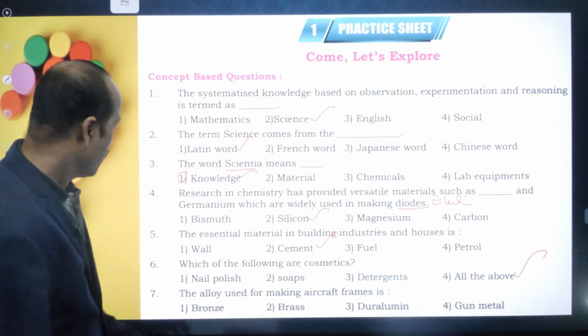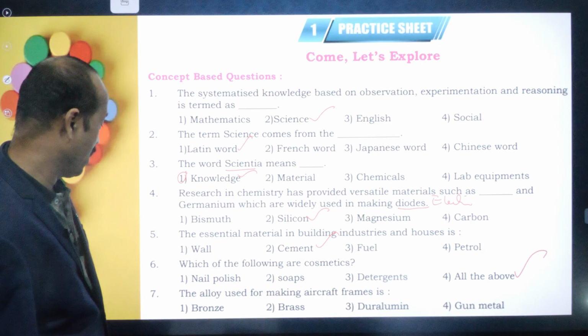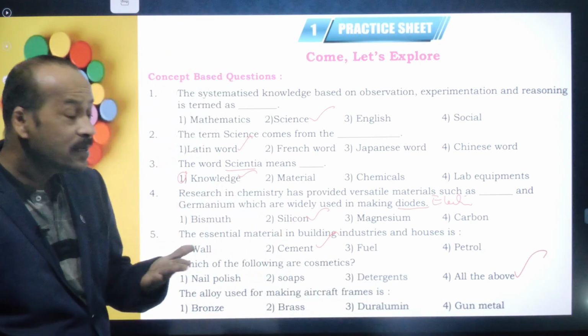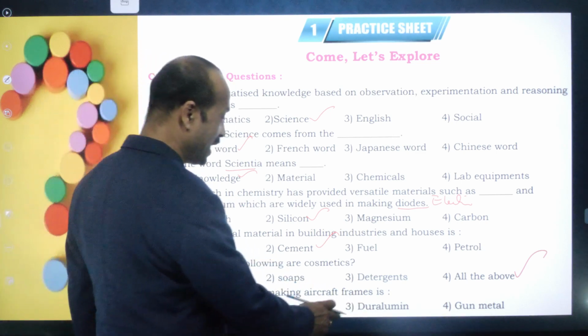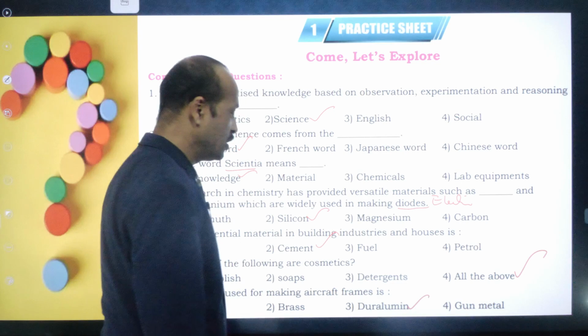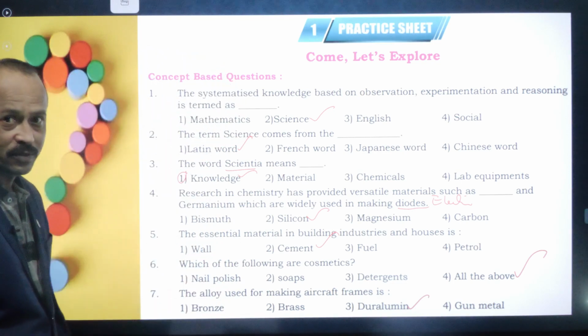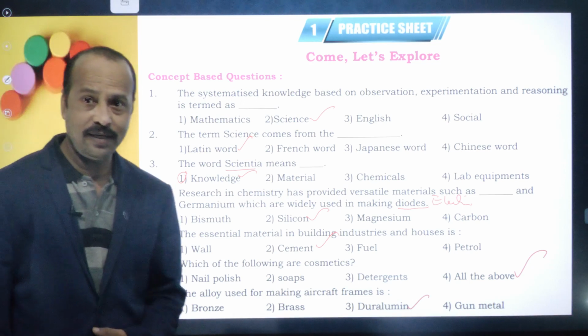The alloy used in making aircraft, chalo students, you have to say now: bronze, brass, duralumin or gunmetal. Duralumin contains aluminium, which is lighter, so it's easy. Duralumin is the answer. Any doubt in these 6-7 questions? No. Simple questions. Chalo, shall we go to the next slide?